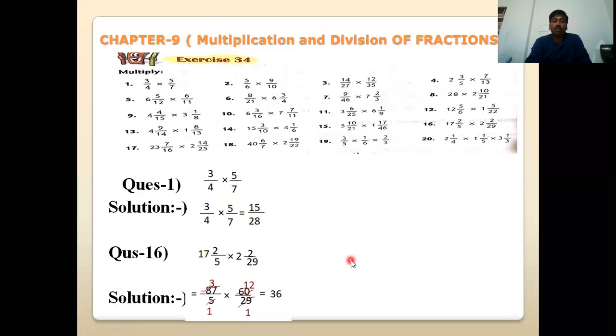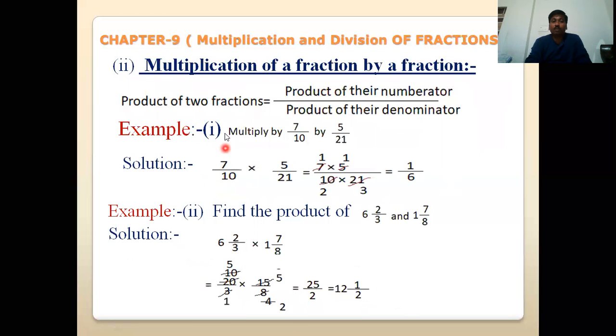Now children, we go to the next topic, multiplication of a fraction by a fraction. What will happen when we multiply a fraction by a fraction? How can we do it? We can multiply them. When we multiply two numbers as fractions, this is called the product of the fractions. It is the product of the numerators and the product of the denominators.